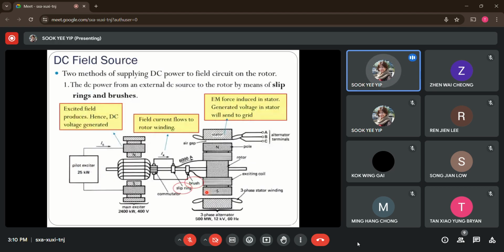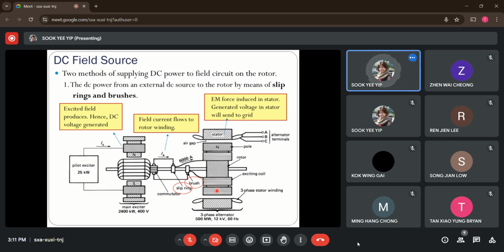All right, so now let's talk about another system that is also connected with the generators, which is the DC field excitation circuit. There are actually two common ways to supply DC power to the field circuit on the rotating rotor. One of them is by supplying the DC power from an external DC source to the rotor by means of slip rings as well as brushes. Let's check out this diagram for a better understanding of how the power is supplied.